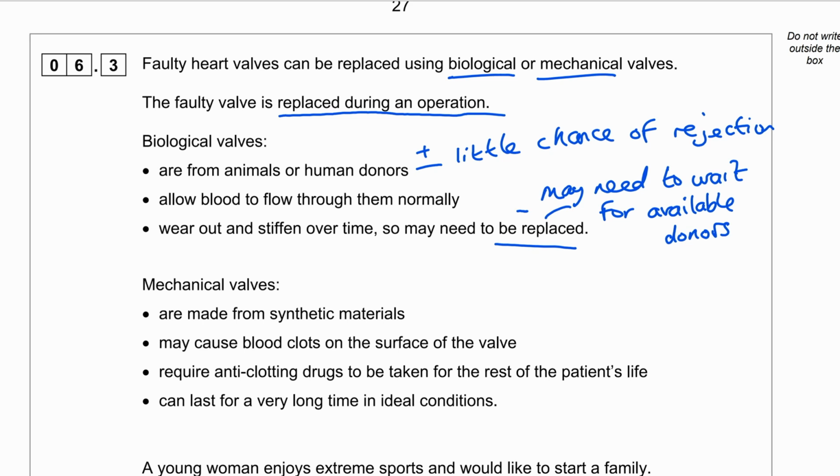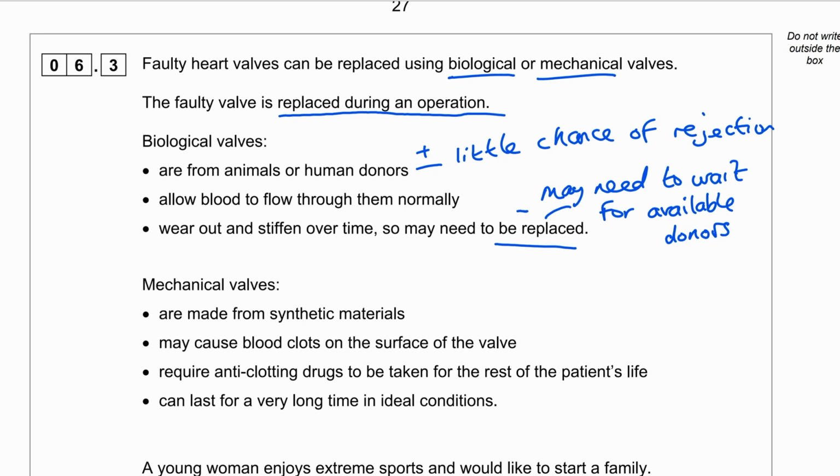So next thing that we have to think about is the mother would like to start a family. So we need to think about how that might be linked to any of the points that we've gotten so far, or any points that we're about to get. So the second point from our biological valves, it says allow blood to flow through them normally. Now, during an operation, surgery, there is always a chance of blood clots forming. So, because these biological valves are able to allow blood to flow normally, that should reduce the chances of blood clots appearing.